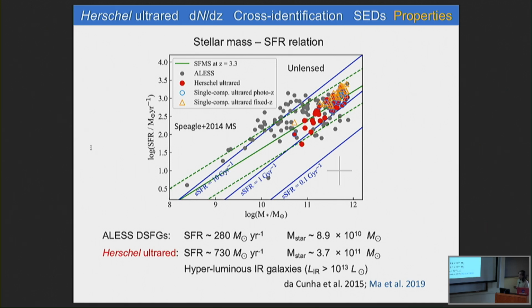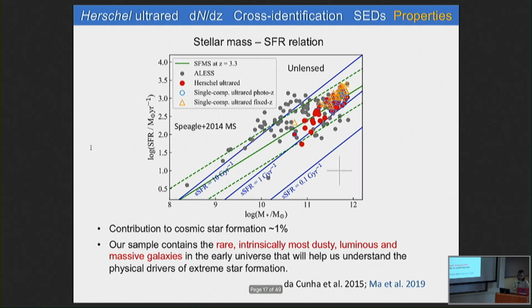We also identified the hyperluminous infrared galaxies that we'll do follow-up observations on later. So we estimate their contribution to the cosmic star formation rate density and stellar mass density to be about 1%. It's not a significant fraction, but essentially this places a lower limit. So our sample contains the rare, intrinsically most dusty, luminous, massive galaxies that will certainly help us understand the physical drivers of extreme star formation in the early universe.